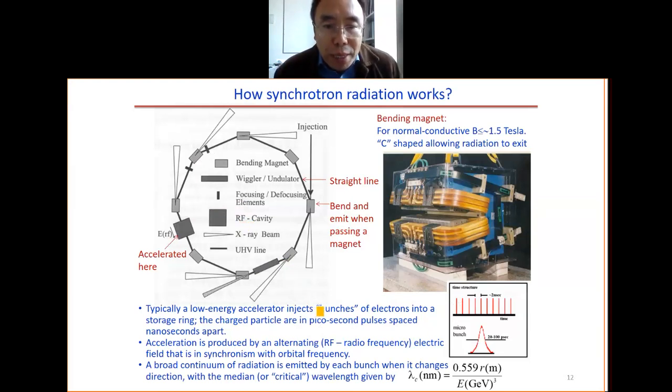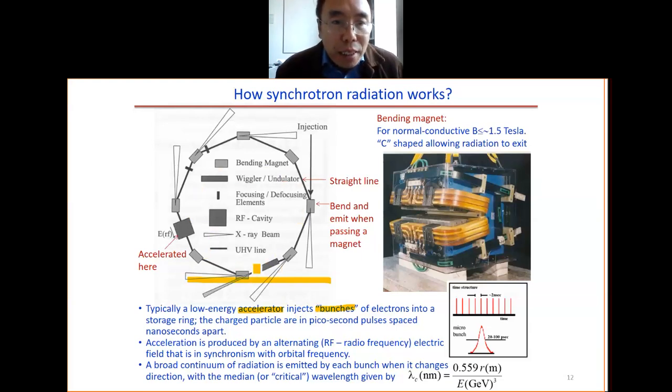First, we have bunches of electrons. We do not give a continuous electron current in a string. So we have bunches. Each bunch is a picosecond pulse, with bunches spaced nanoseconds apart. These bunches of electrons are generated by an accelerator, which can be a low energy linear accelerator. Linear means electrons move along a line. Synchrotron means electrons move in a circle.